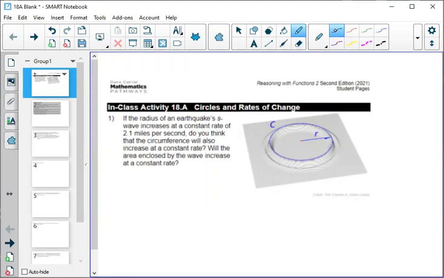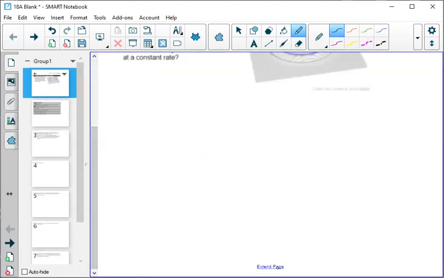Let me turn this on. There we go. And extend the page.